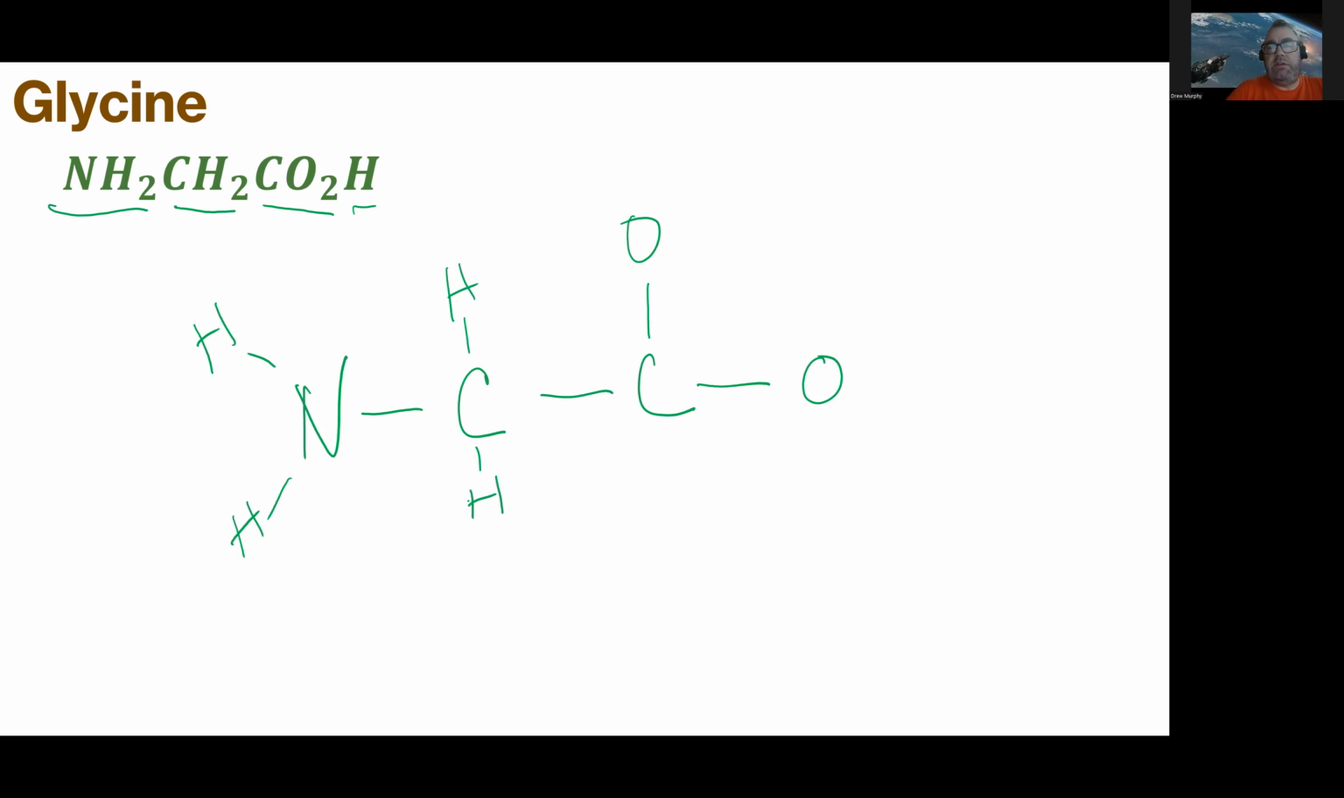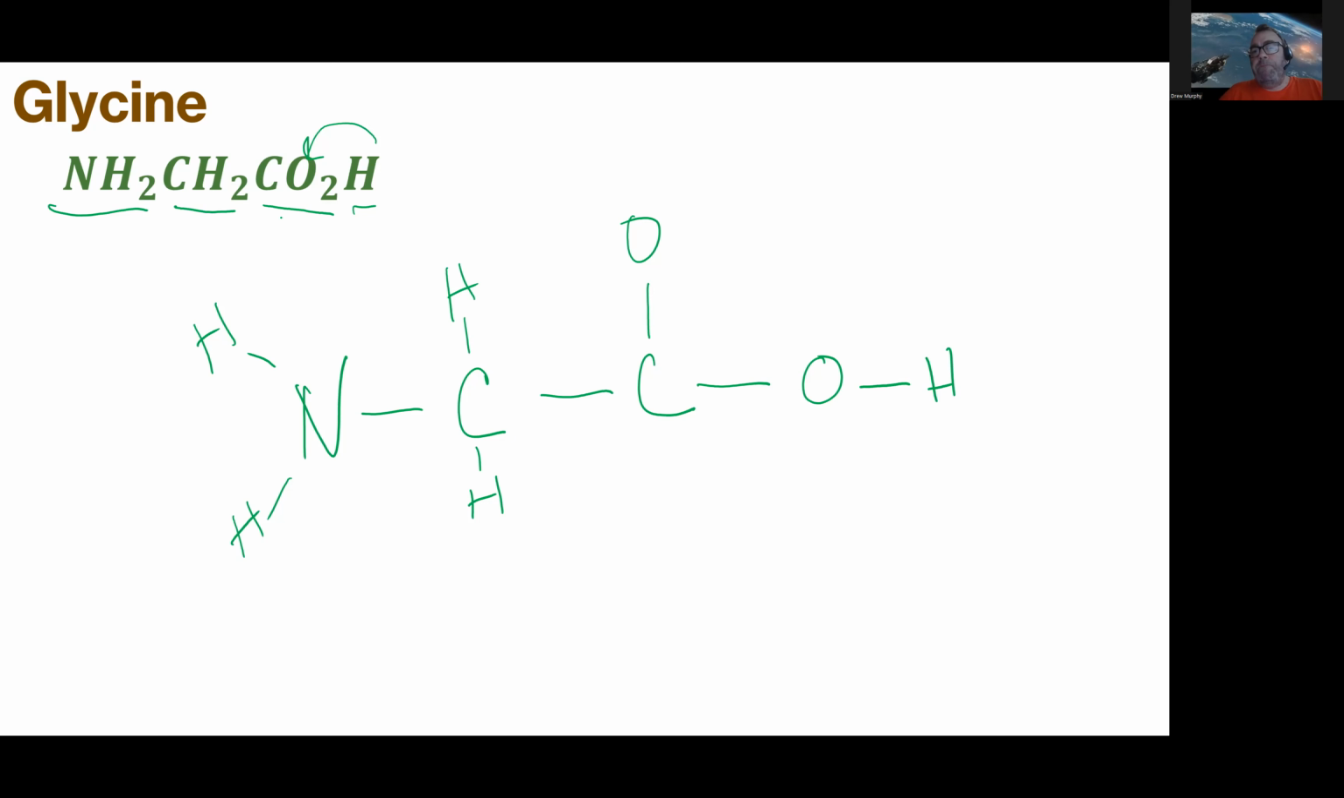CH2, so there's CH2. Then we have CO2, that one's done. And then we have H on the end, so I just stick H on the end. This hydrogen is bound to one of these oxygens. And it doesn't really matter which one you do. I just did it this way because it looks nice.